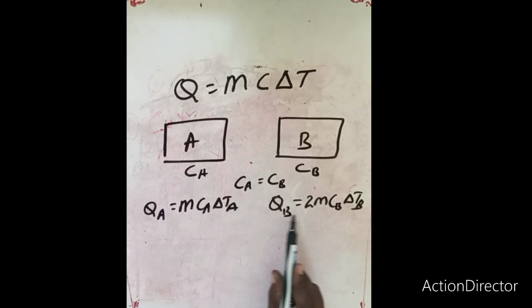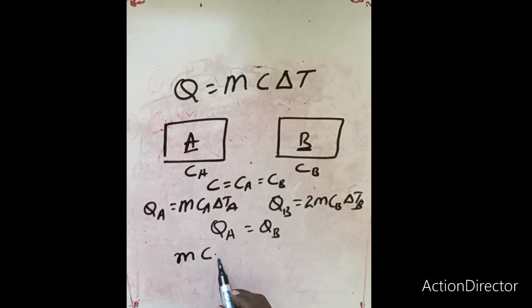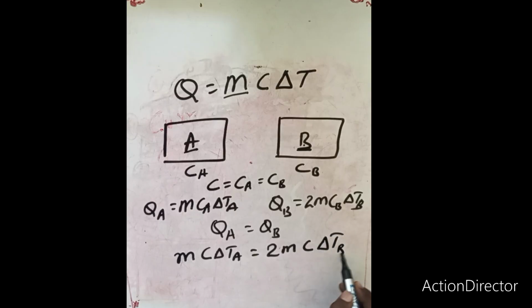You know that the same heat is supplied to both of them, so we can say that Q of A is equal to Q of B. Therefore M C change in temperature of A is equal to 2M, where the mass is 2 times in case of B, times C change in temperature of B. So C cancels C, M cancels M, and finally we get the change in temperature of A is equal to 2 times the change in temperature of B.